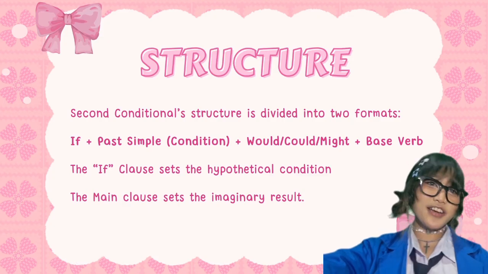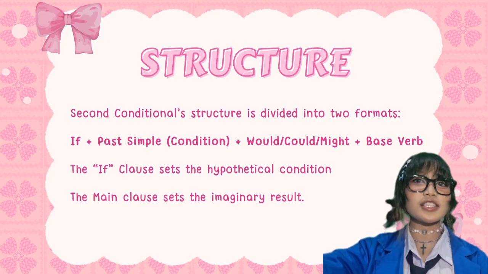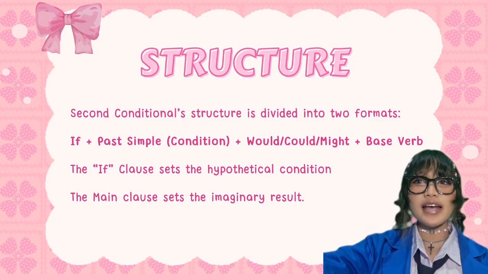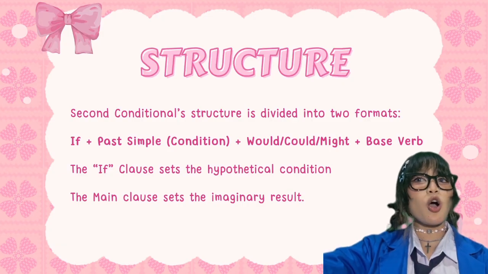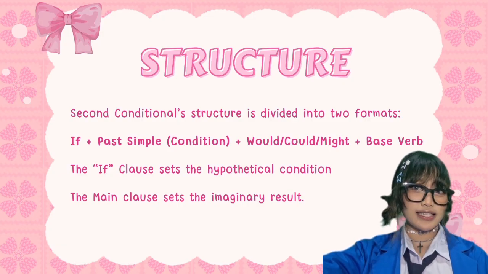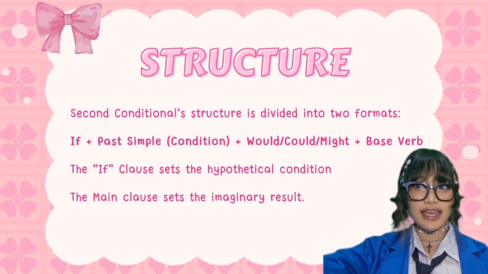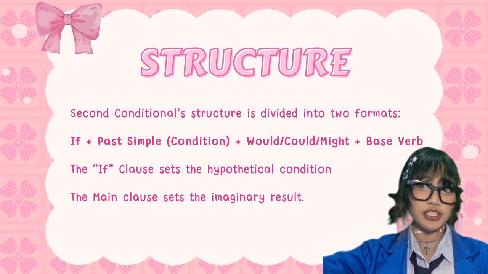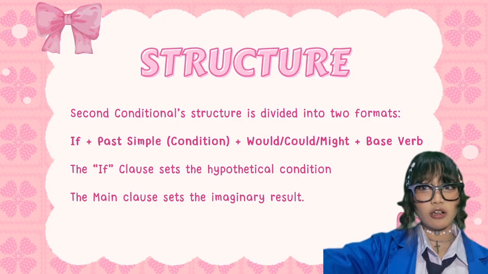Let's talk about the structure. Second conditional structure is divided into two formats: if plus past simple, or condition plus would or could or might plus base verb. The if clause sets the hypothetical condition. The main clause sets the imaginary result.